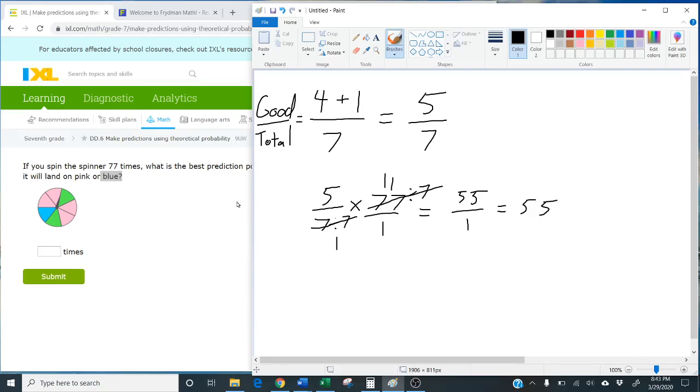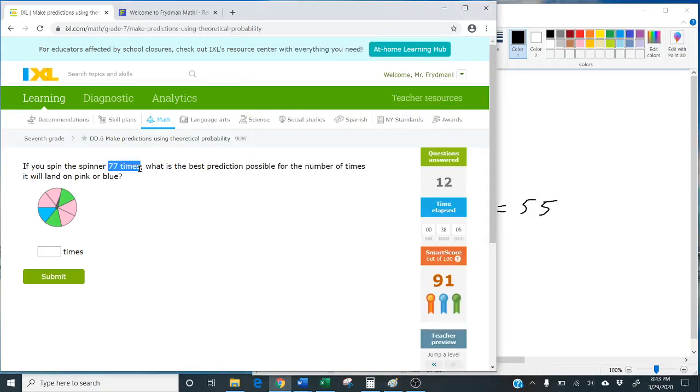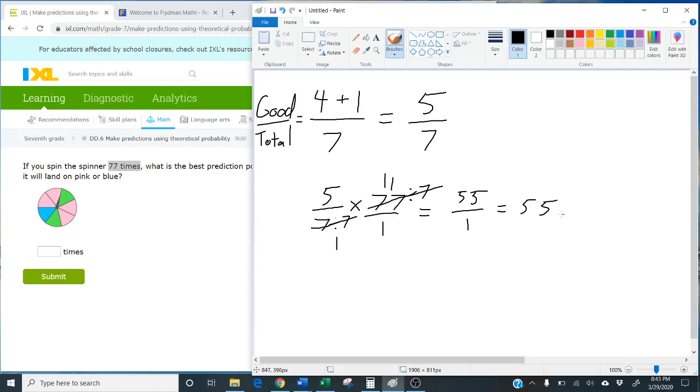So if I spin the spinner 77 times, I'm probably not going to win a prize every single time, but I would predict that I would win a prize about 55 times. Maybe I win 60 times, maybe I win 40 times. Again, I don't know for sure, but the best prediction I can make is that I would win about 55 times.